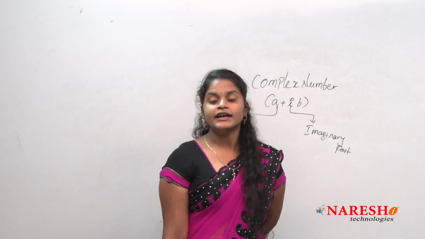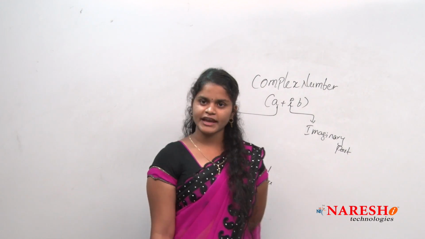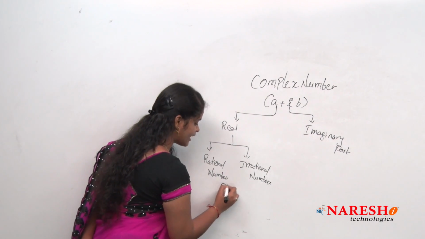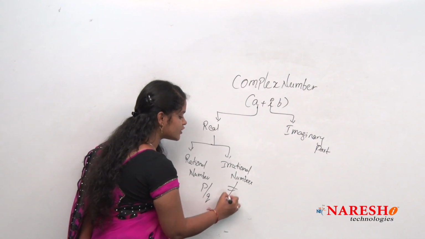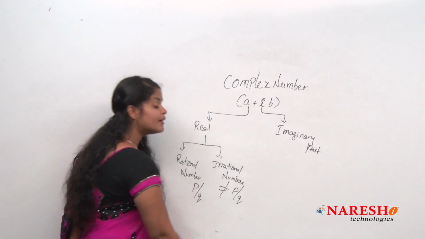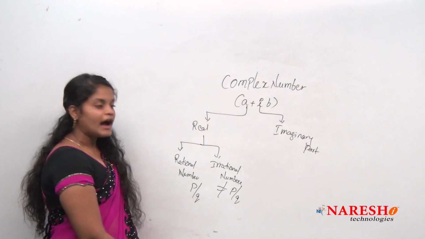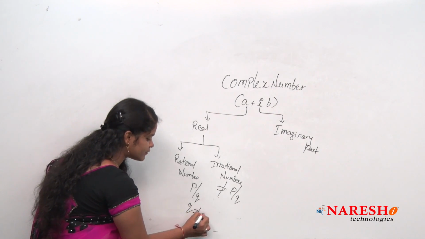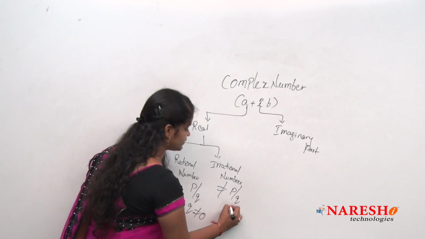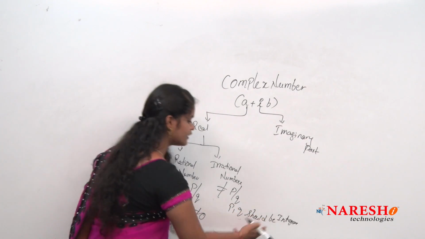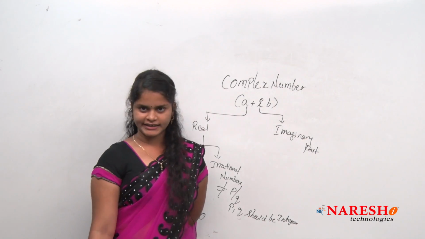Irrational numbers. Rational numbers are those which can be expressed in the form of P by Q, and irrational numbers are those which cannot be expressed in the form of P by Q, where Q should not be equal to 0, and P and Q should be integers.